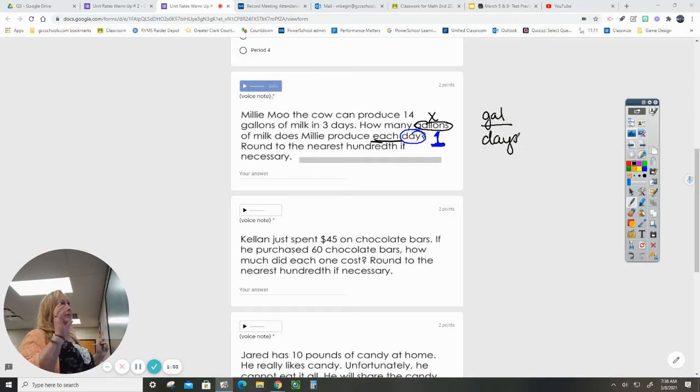When I hear the problem, Millie Moo the cow can produce 14 gallons in 3 days. So far I'm doing what we've been doing: we're not solving yet, just setting up the problem. And how many gallons? That is unknown over the 1 day. So we're going to cross multiply.